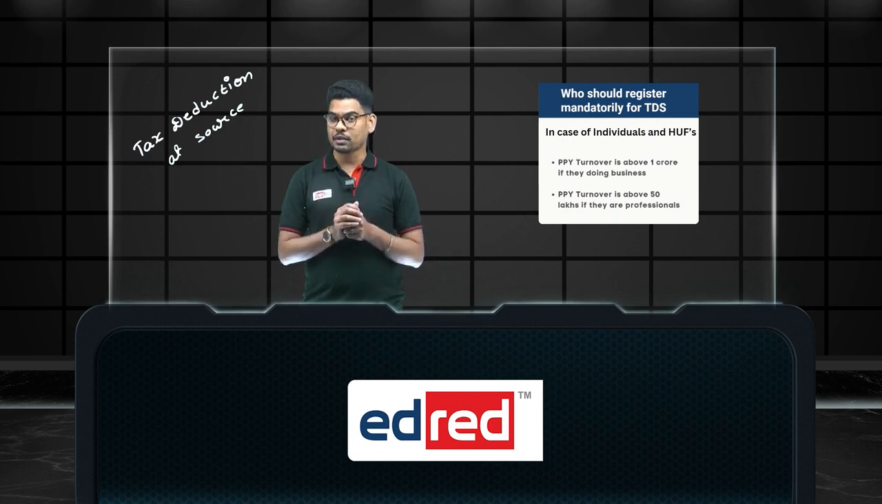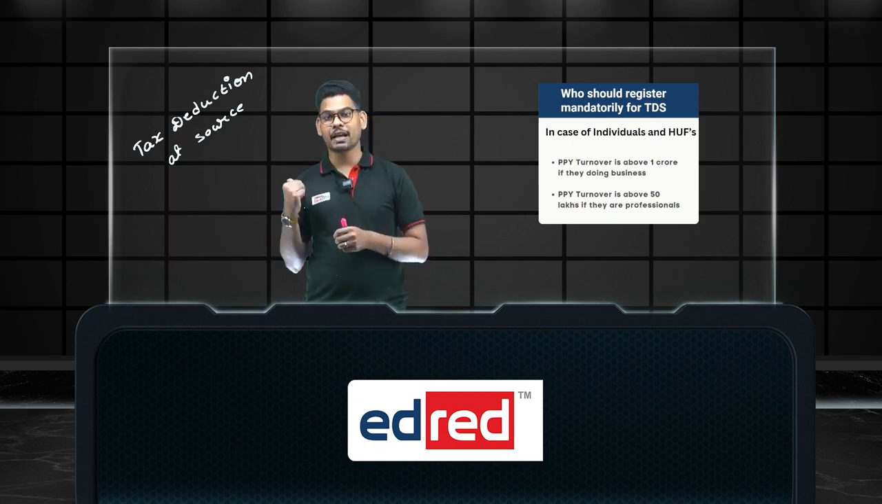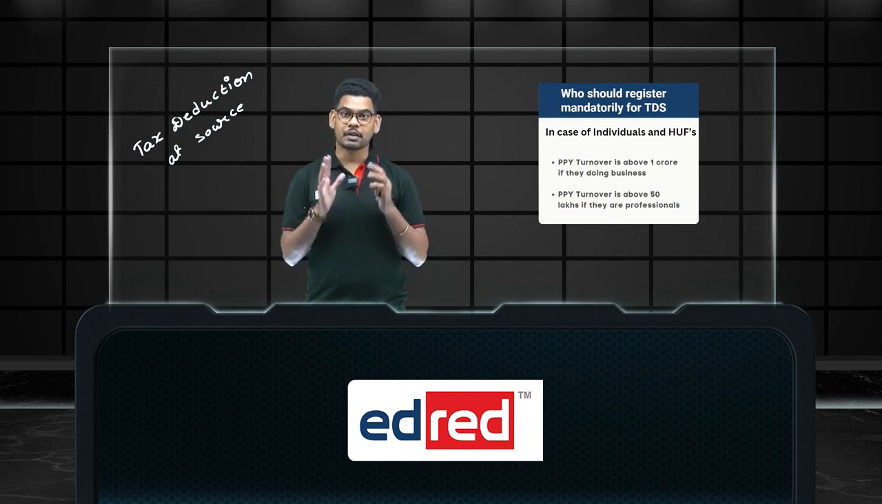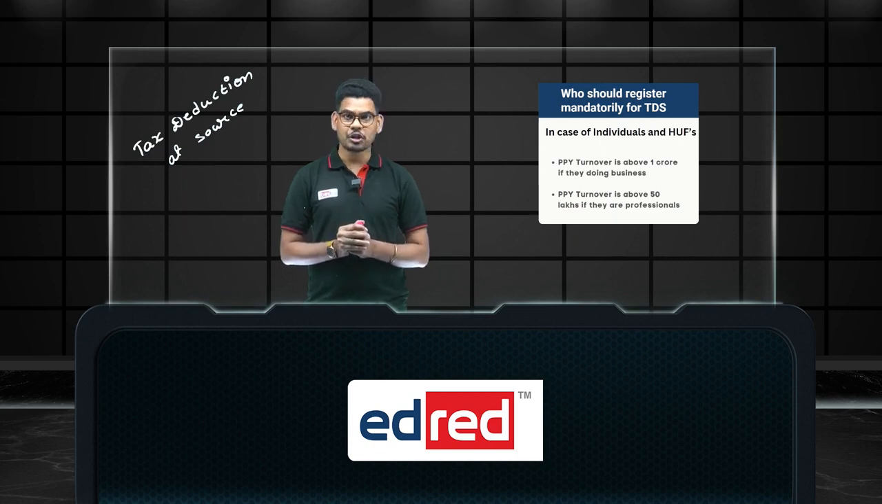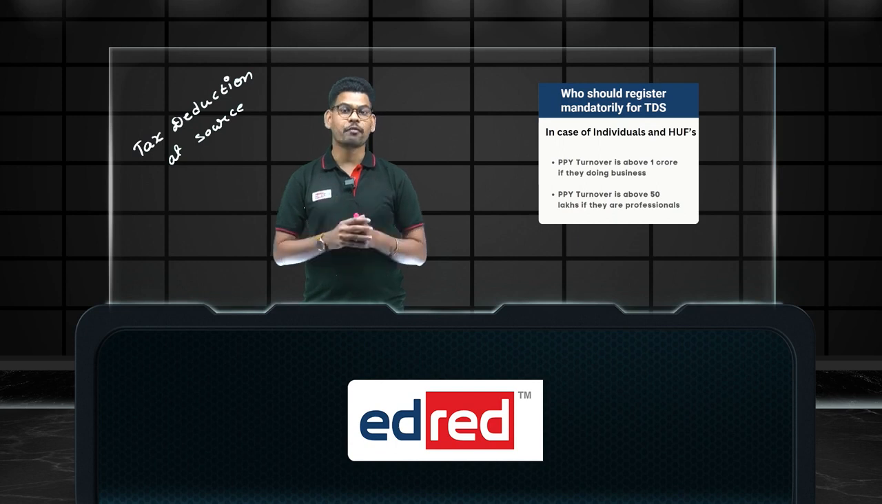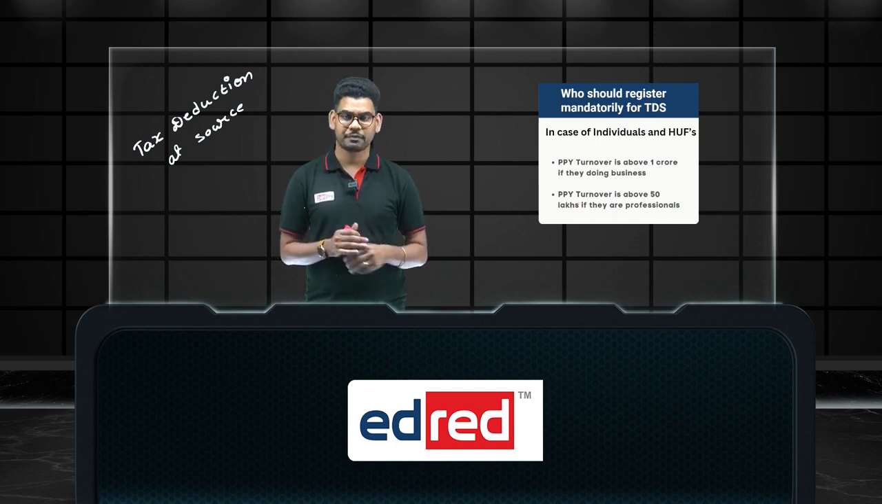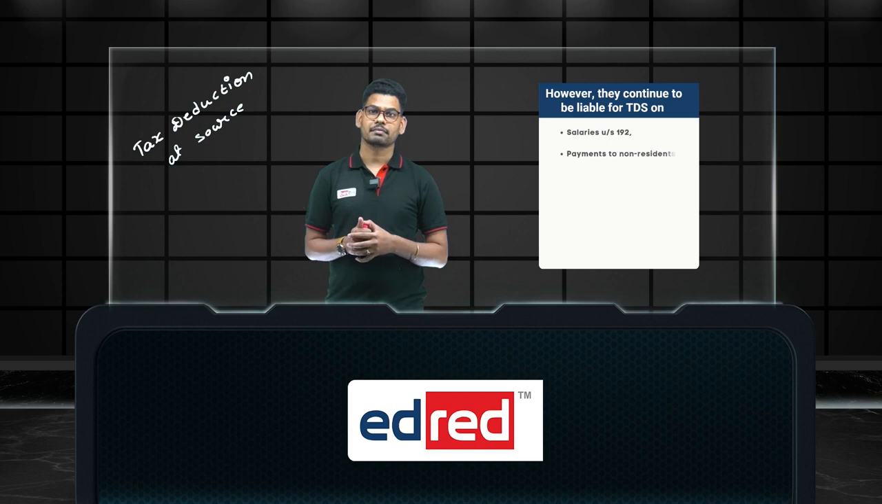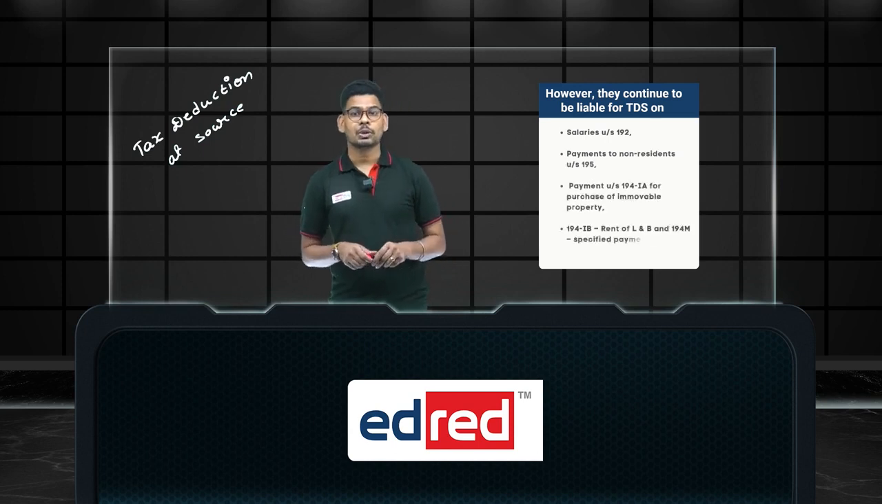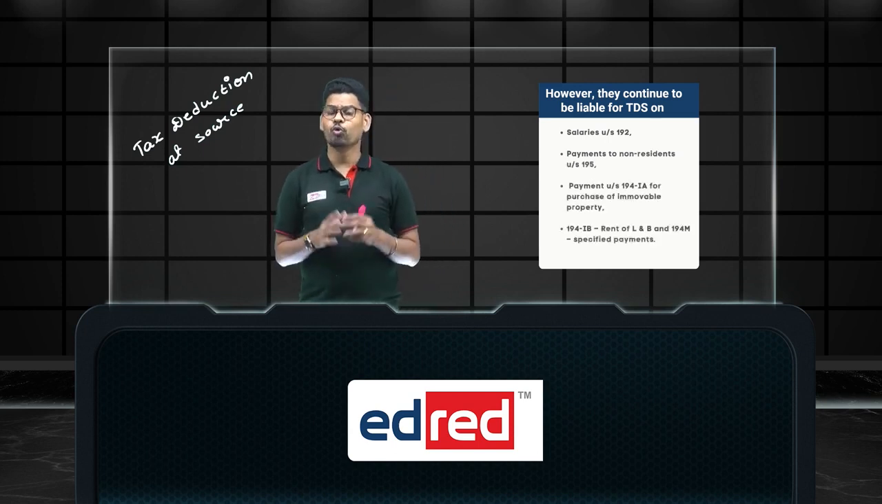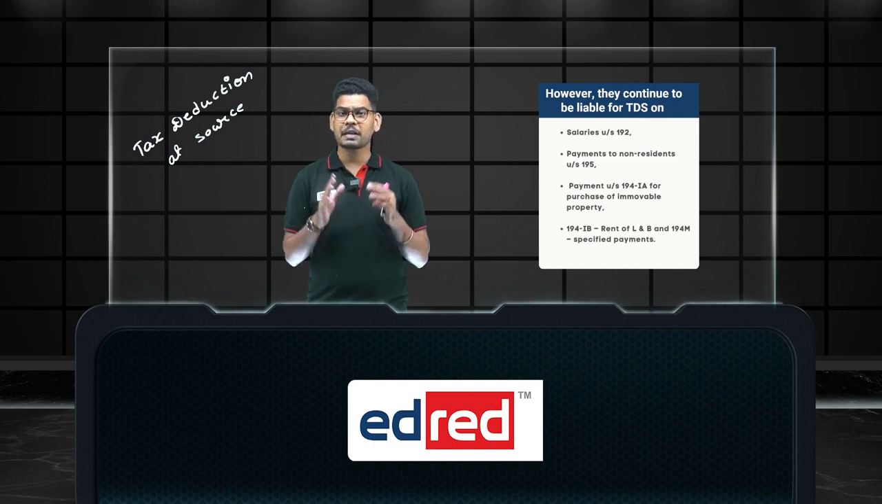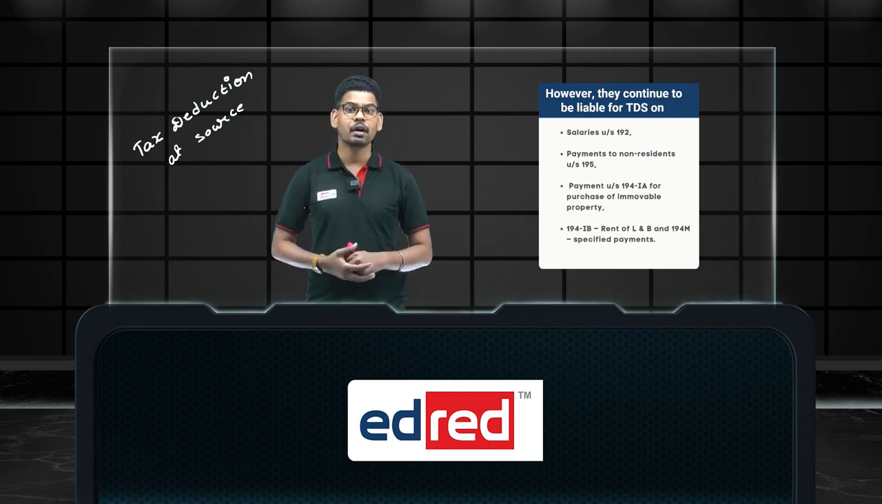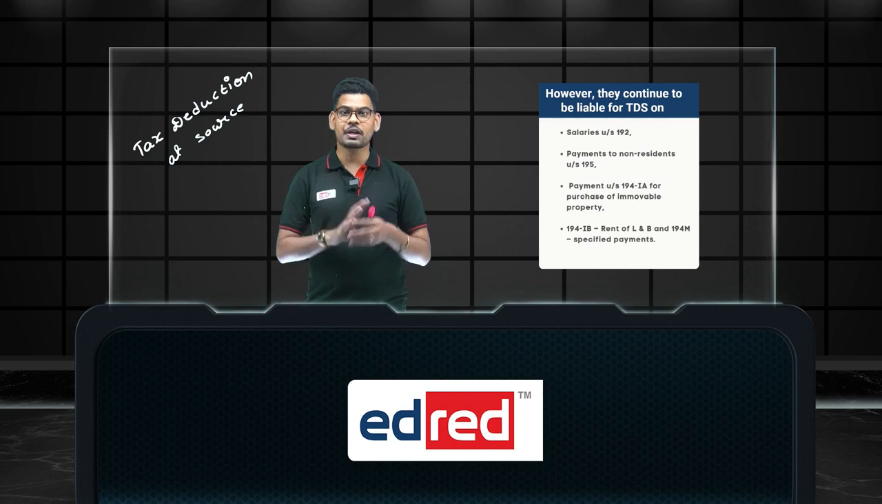If it has crossed 50 lakhs in the preceding financial year or preceding previous year, then I'll be responsible to register under TDS and I should deduct the TDS while making certain nature of payments. So these two we have to look up in the case of individual or HUF. However, the common parties who make certain nature of payments, irrespective of their preceding previous year turnover, should register under TDS.